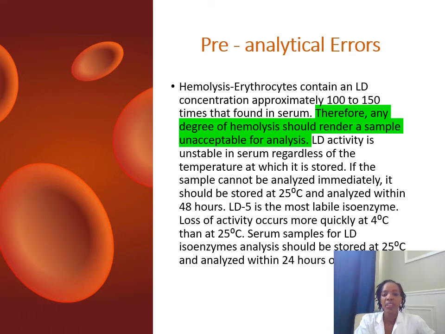Errors. Pre-analytical. Hemolysis. Erythrocytes contain an LD concentration approximately 100 to 150 times that found in serum. Therefore, any degree of hemolysis should render a sample unacceptable for analysis.